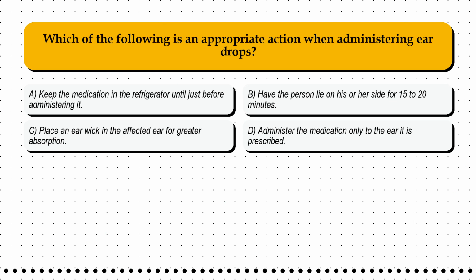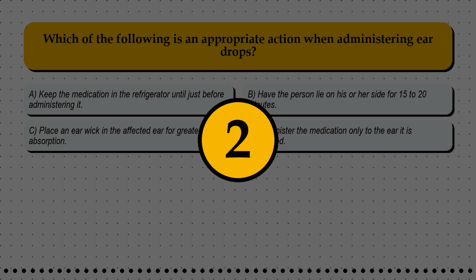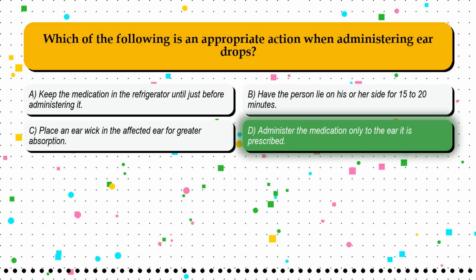Question 253. Which of the following is an appropriate action when administering ear drops? Option A, keep the medication in the refrigerator until just before administering it. Option B, have the person lie on his or her side for 15 to 20 minutes. Option C, place an earwick in the affected ear for greater absorption. Option D, administer the medication only to the ear it is prescribed. The correct answer is option D, administer the medication only to the ear it is prescribed.